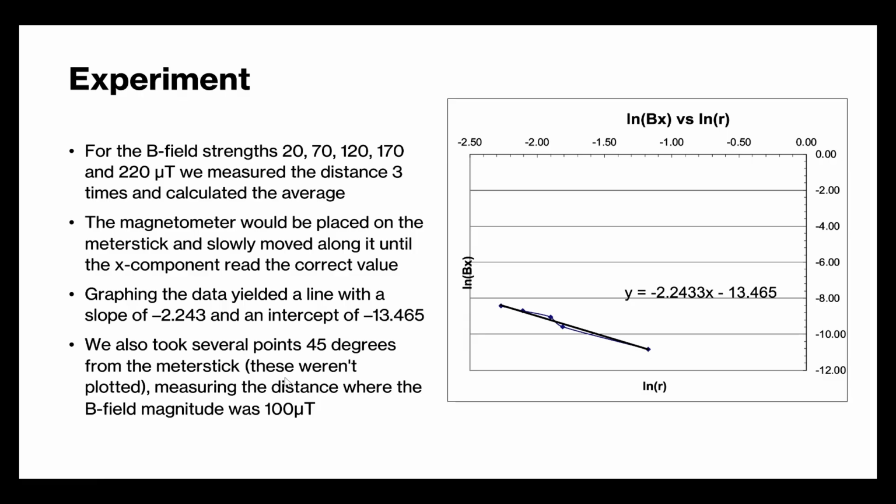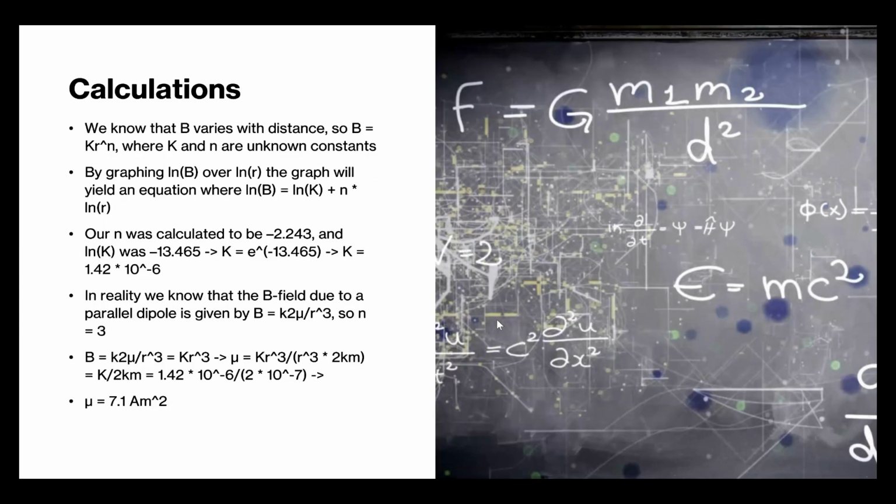We also measured a few points 45 degrees from the meter stick, which we will eventually use in a computational model. For our calculations, we know that B varies with distance. So we can say B equals K R to the N, where K and N are constants.